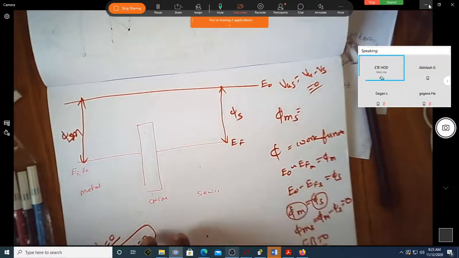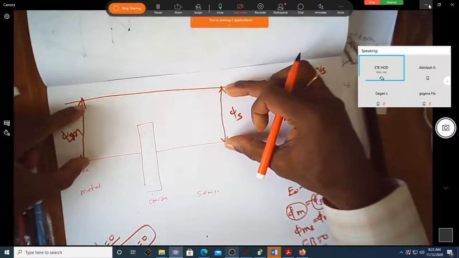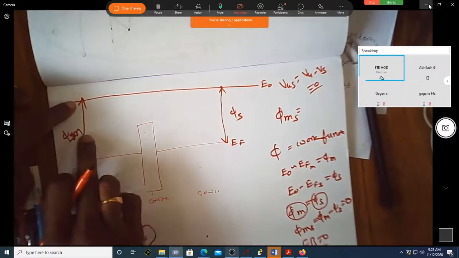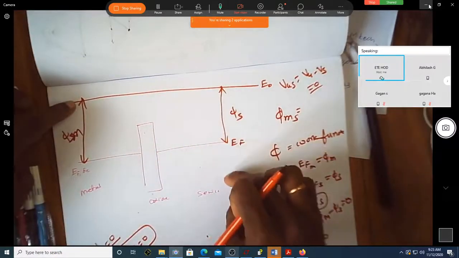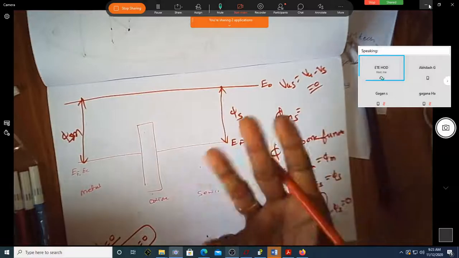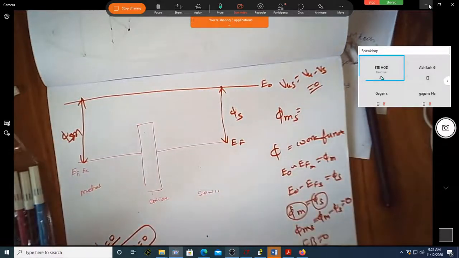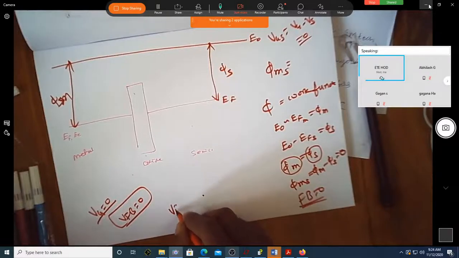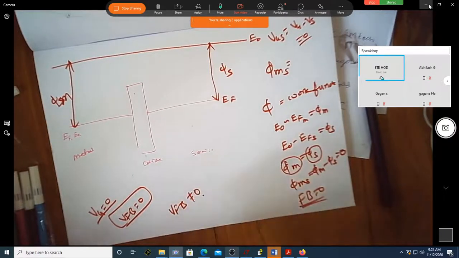There are possibilities that they may have different work functions. This can have lesser work function and this can have more, or vice versa. We'll see that. In such a case, you may have to apply some extra voltage to make the band flat. So in such a case, the flat band voltage will be non-zero. We will just come to that.